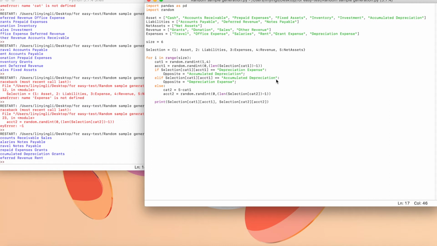So, other than depreciation, we also need to link deferred revenue to cash, prepaid expense to cash. I want to figure out why this didn't fall under accumulated depreciation. Why it didn't fall under this?